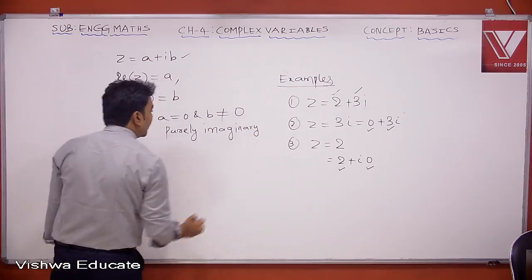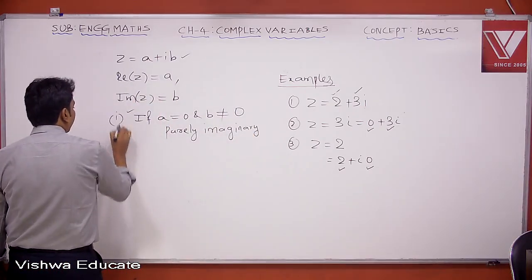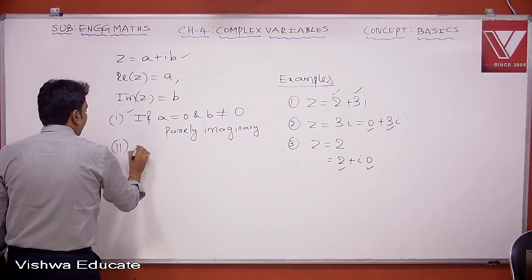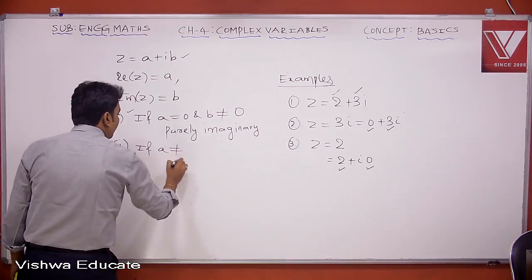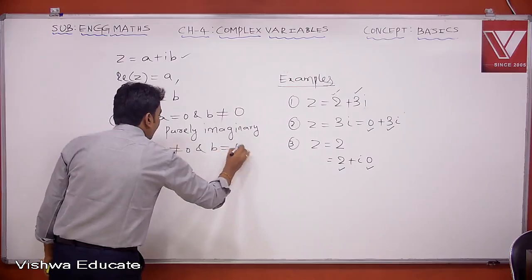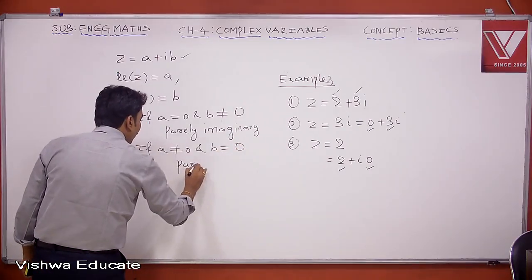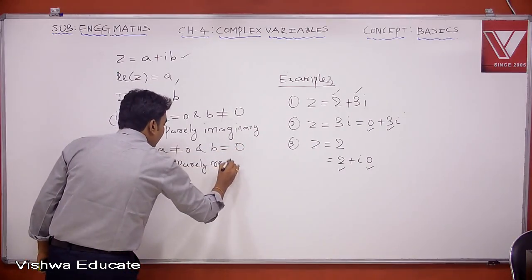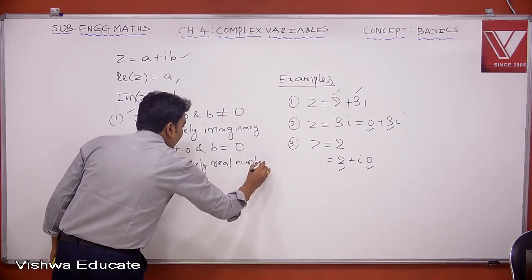They are called purely imaginary numbers. This is one case. Suppose case 2. Suppose A is non-zero and B equal to 0. They are called purely real numbers.